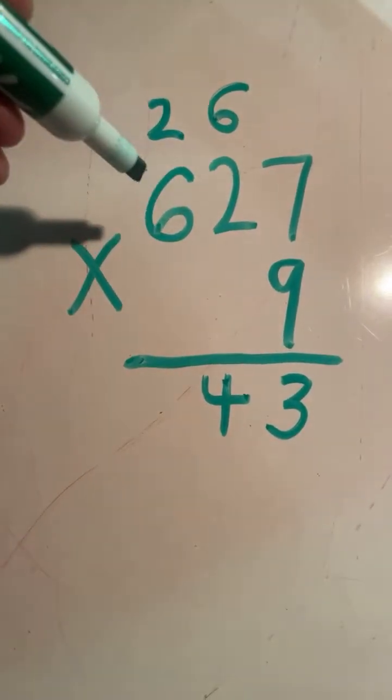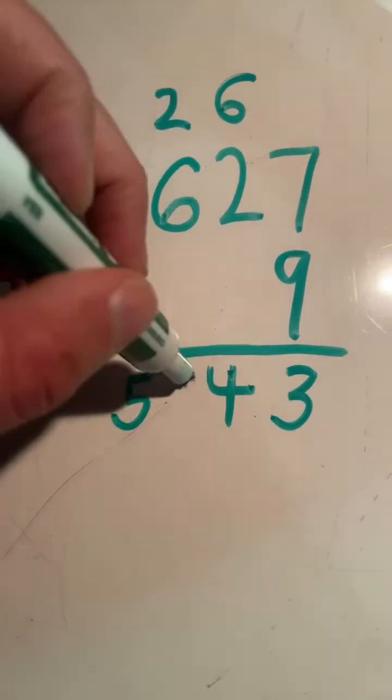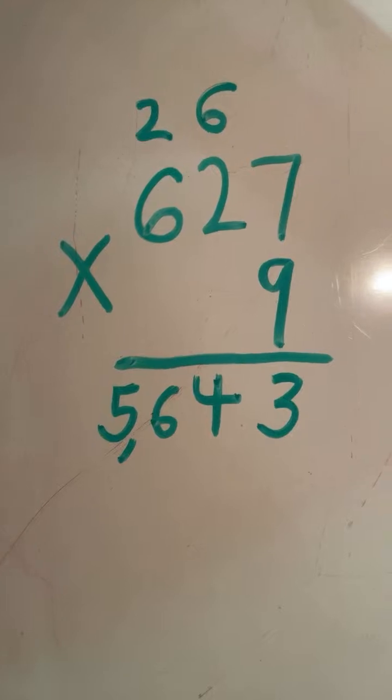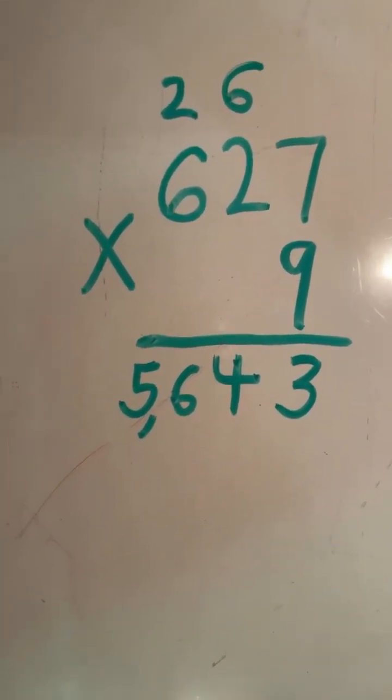Six times 9 equals 54 plus 2 equals 56. And we have our final answer. 627 times 9 equals 5,643.